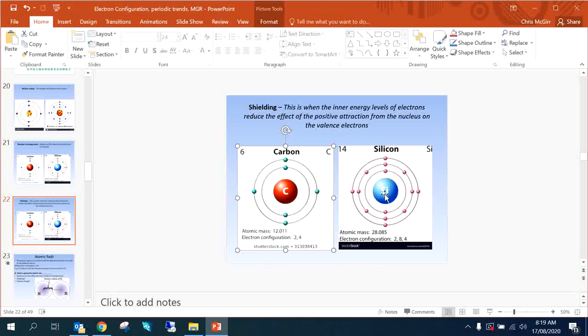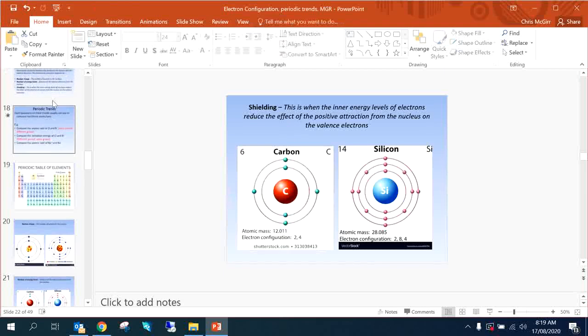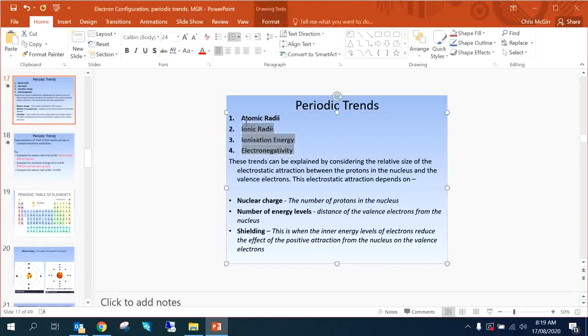So we would say that silicon has higher shielding than carbon, okay? Because it's got 3 energy levels, therefore it has 2 inner energy levels, and therefore those 2 inner energy levels of electrons are shielding the outer one. Okay, so let's go back. You'll be asked to describe these periodic trends, and you do so using these 3 factors, okay? The next video, we're going to have a look at atomic radii specifically.